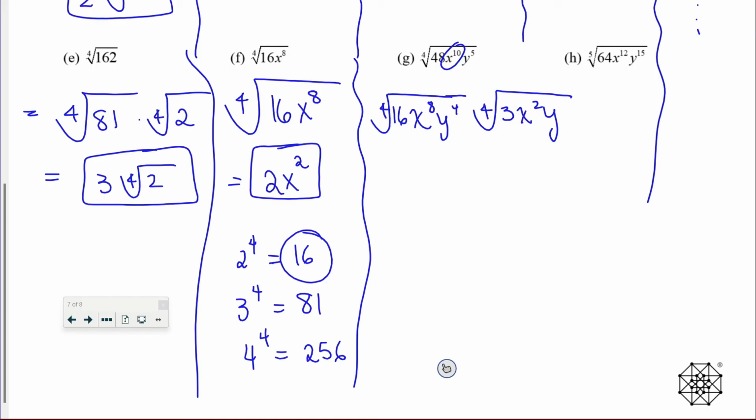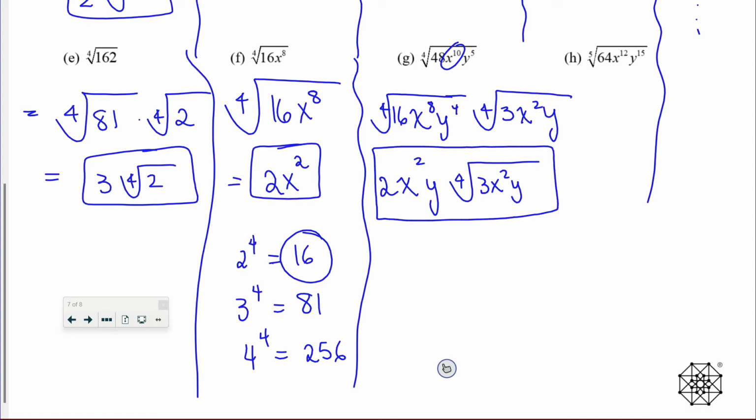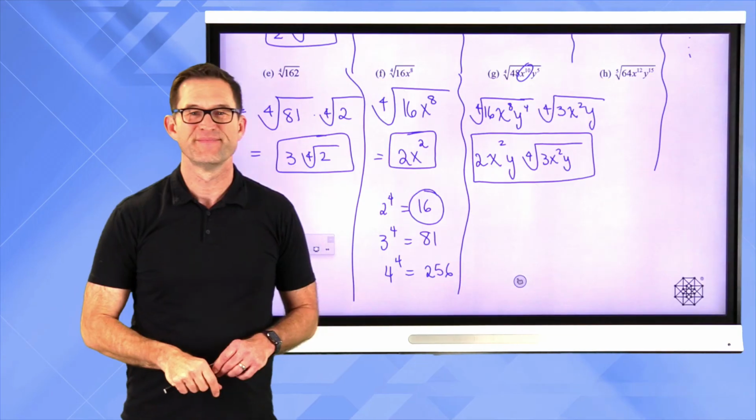So now the fourth root of 16 is 2. The fourth root of x to the 8th is x squared. The fourth root of y to the 4th is as easy as it gets. It's just y. And then all the remaining things we have to leave under the fourth root symbol. And we get 2x squared y times the fourth root of 3x squared y to the 1st.